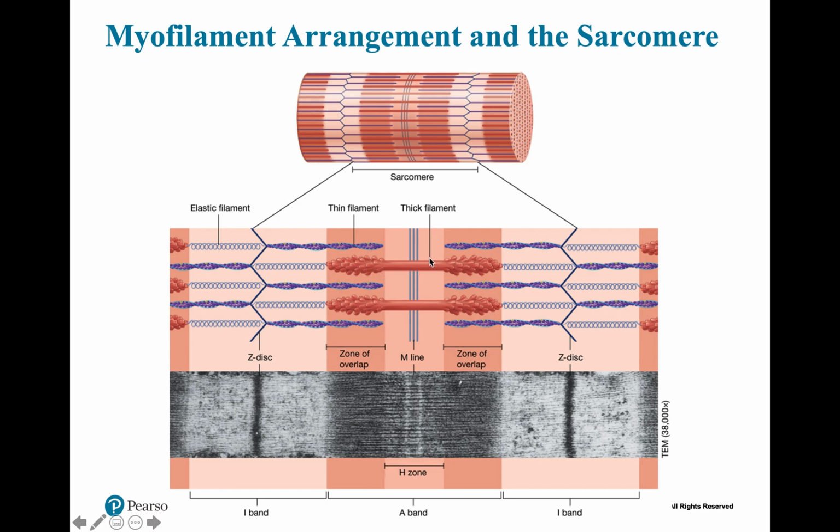Remember, myosin are the thick filaments. They have those globular heads. Actin are the thin filaments. And on those thin filaments of actin, you find the regulatory proteins called troponin and tropomyosin. Some other protein structures that you see in a sarcomere.